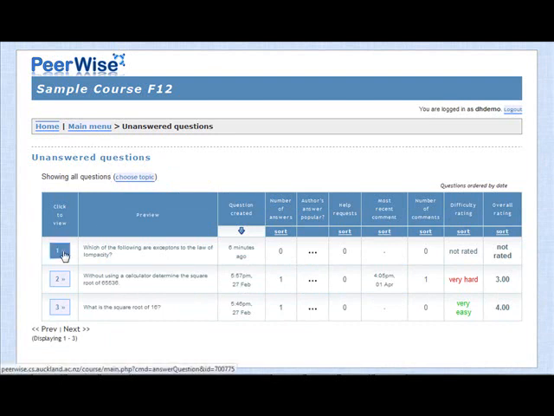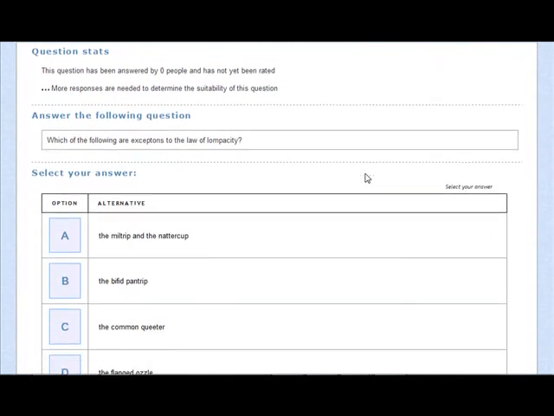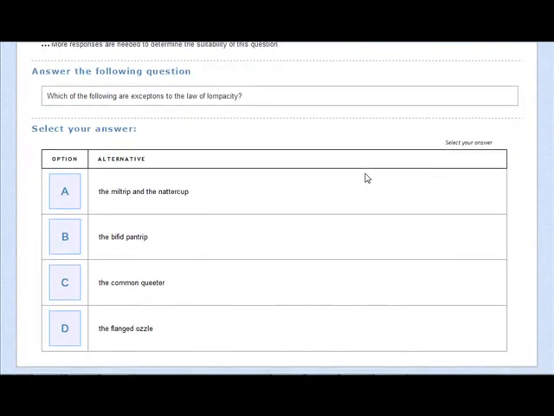In this case, let's just go and answer the first question available. Which of the following are exceptions to the law of lompacity? Milter cup and natter cup, bifid pantrip, common queeter, flanged ozzel. I'm going to say C. I think it's the common tweeter.